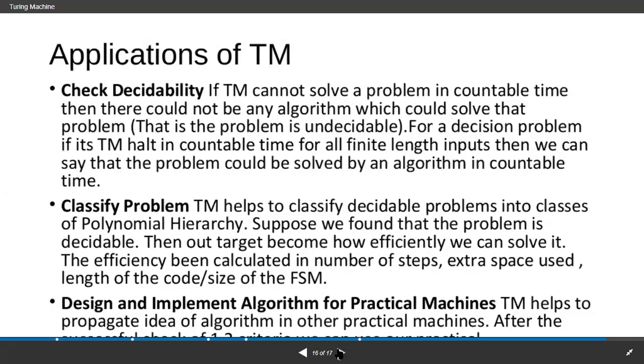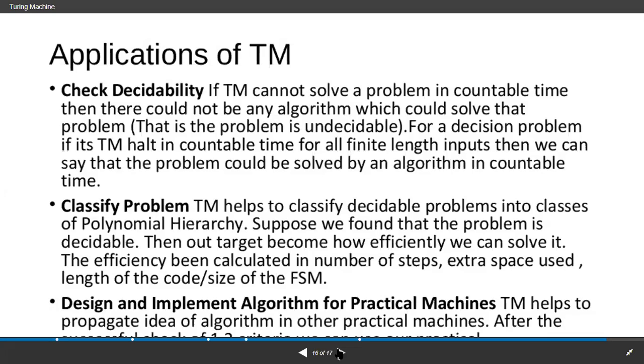That means in check decidability, we check whether we can decide or whether we cannot decide. While coming to the classification, how efficiently we can solve the decidable problems, that's the target we have here for classifying the problems.